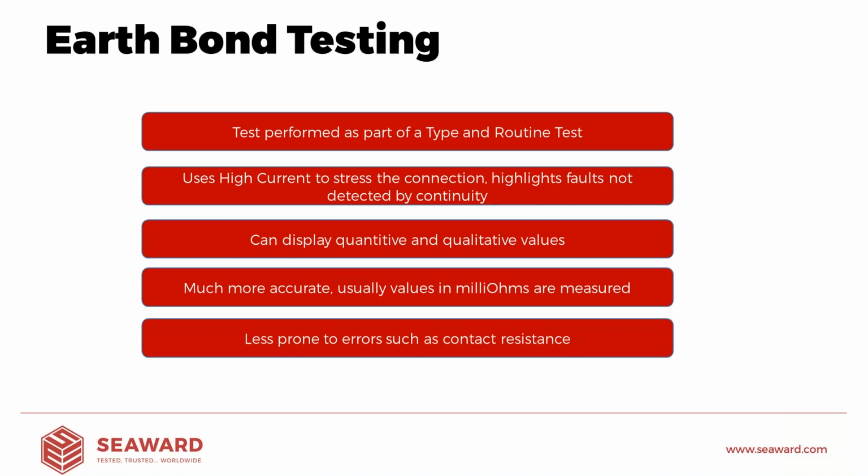It's also true that an earth bond measurement is generally much more accurate, and typically in most equipment that can measure bond, we can measure down into milliohms. So it's much more accurate. And as I said before, it's also less prone to errors such as contact resistance, just because the high current can actually penetrate through any of that buildup of carbon and actually make a good connection. But it is worth noting that on a regular period, any kind of contact with probes or clips, you should give them a good clean with any kind of alcohol, just to make sure you are making as good a connection as you can.